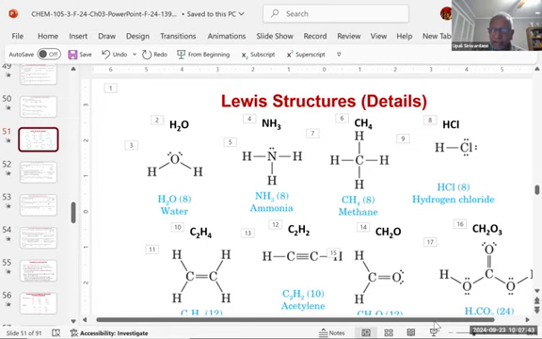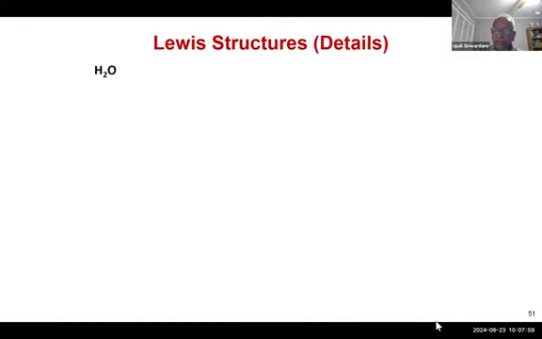We were on Lewis structures. Lewis structures are the ways to show an octet of electrons in the valence shell using dots for electrons. If you look at water, it has 2 hydrogens and 1 oxygen. Oxygen has 6 electrons. The 2 hydrogens contribute 2 times 1, for a total of 8 electrons.